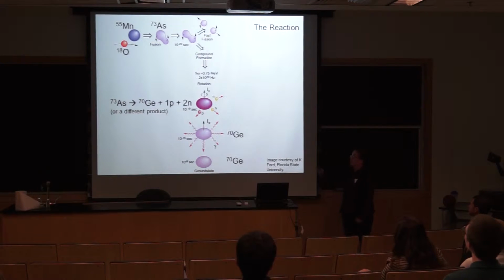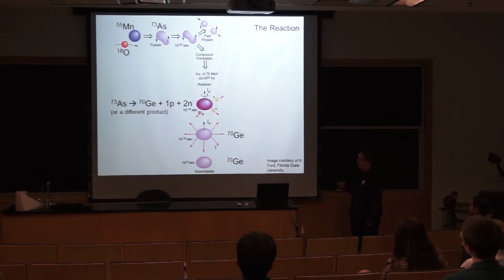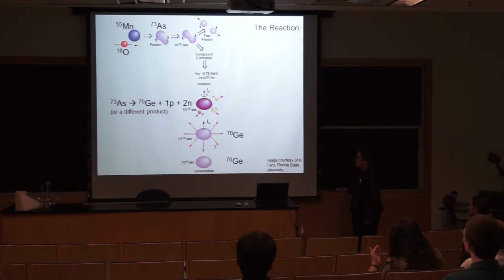So the experiment I looked at is an oxygen-18 beam of 50 MeV impinging on a manganese-55 target. The fusion product is arsenic-73, and this then ejects light particles, and the most prominent product is germanium-70, which is when there's 1 proton and 2 neutrons ejected. So since this is a high energy reaction, the germanium-70 nucleus is then at a high energy state, and it needs to relax to its ground state, and it does this by emitting a cascade of gamma rays.